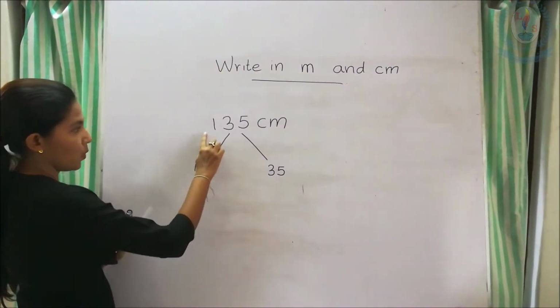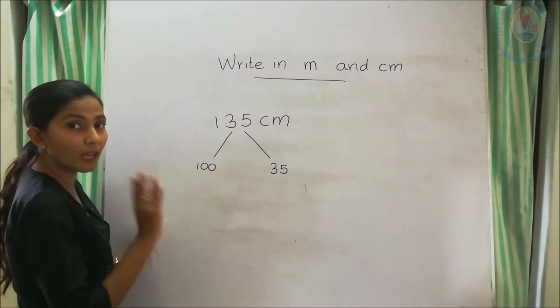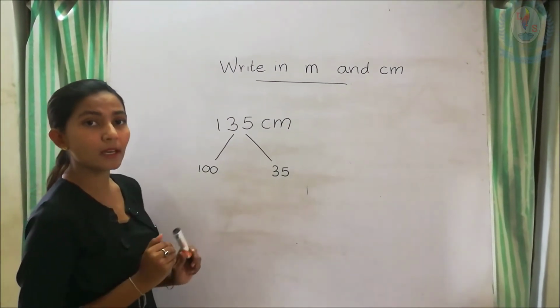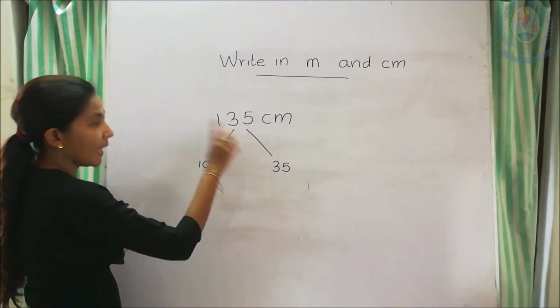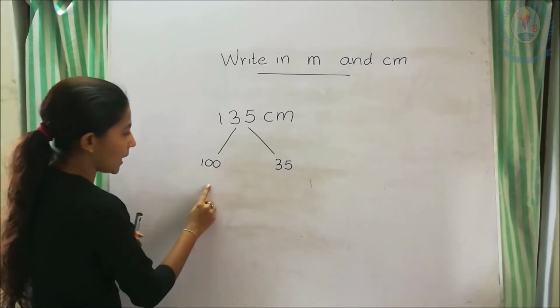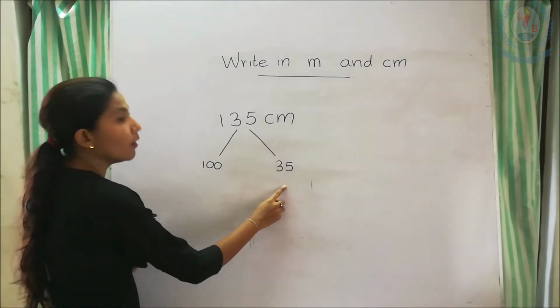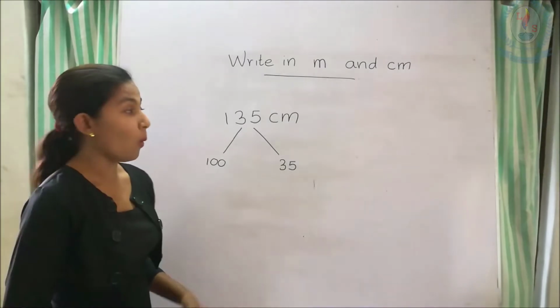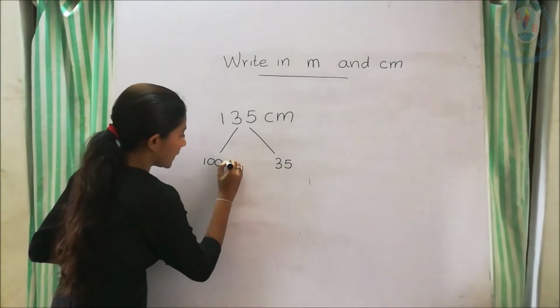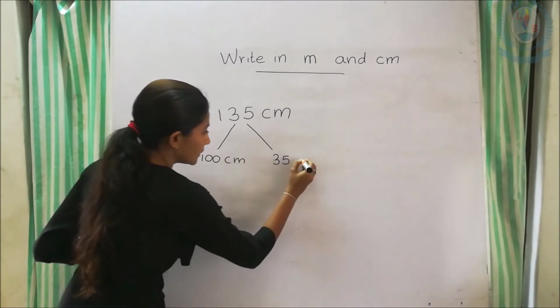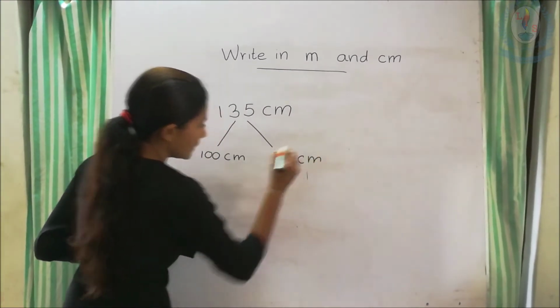Look here once again. 135. The way you hear the number, the sound. 135. That means 100 centimeters, 35 centimeters.